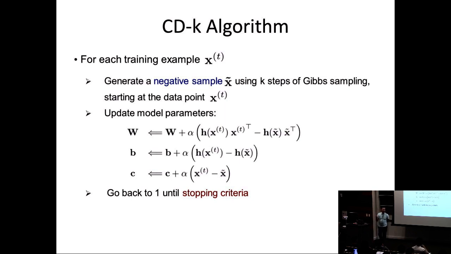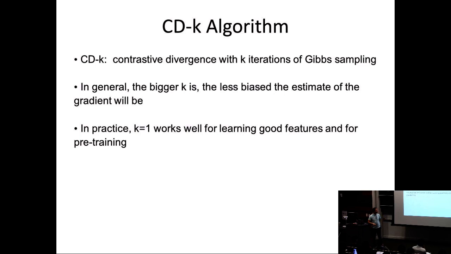As a stopping criterion, typically people look at whether the parameters are still changing. If the change in the parameters is less than some threshold, you stop. So this is known as contrastive divergence with k iterations of Gibbs sampling. And generally, the bigger the k, the less biased the estimate of the gradient will be. Because with k=1, basically what that means is you start at the data, you just corrupt the data a little bit.